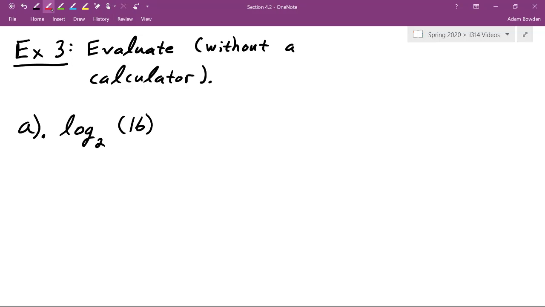So let's start with log base 2 of 16. I want to know, what is log base 2 of 16 equal to? So that's the question here. What is that equal to? Well, in order to answer that question, let's put this as equal to x. And now what we're going to do is change this over to exponential form.